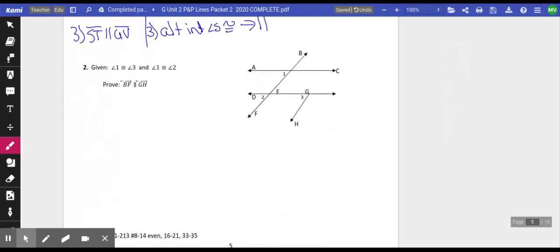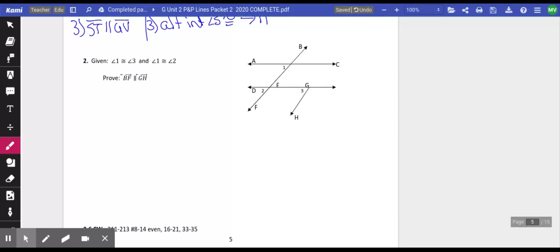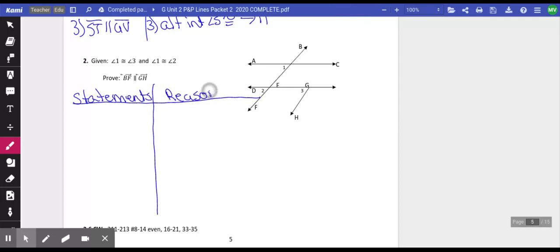So now let's take a look at our next one. I want you to start by setting it up. So statements and reasons. And the first thing we know is 1 is congruent to 3 and 1 is congruent to 2. So I want you to pause and think about what that tells you.